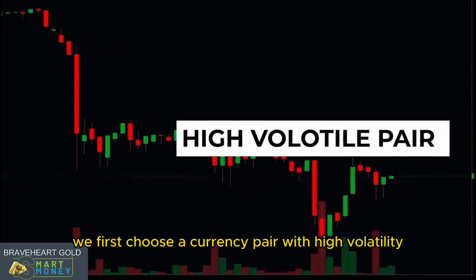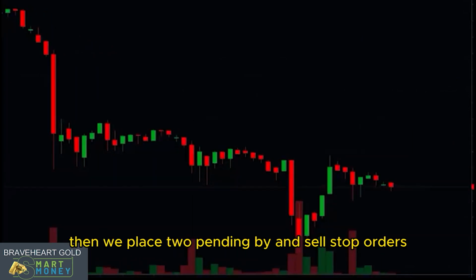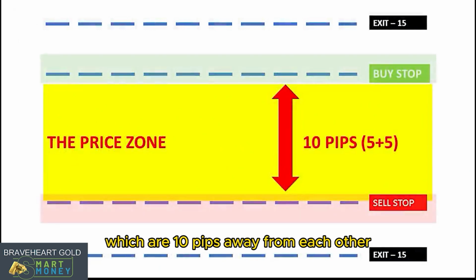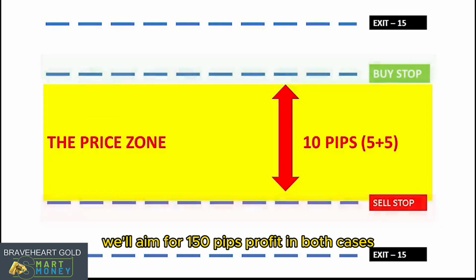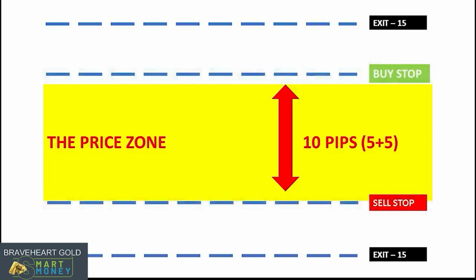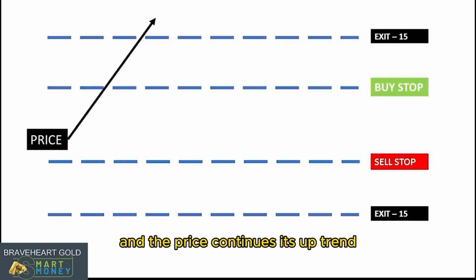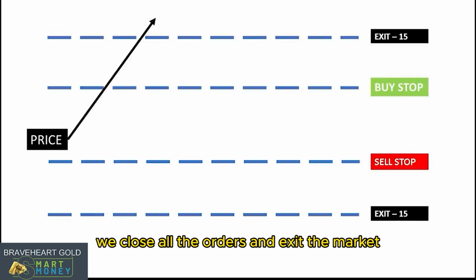We first choose a currency pair with high volatility. Then we place two pending buy stop and sell stop orders, which are 10 pips away from each other. We'll aim for 150 pips profit in both cases. Let's say the buy stop order is triggered and the price continues its uptrend and hits the take profit, we close all the orders and exit the market.